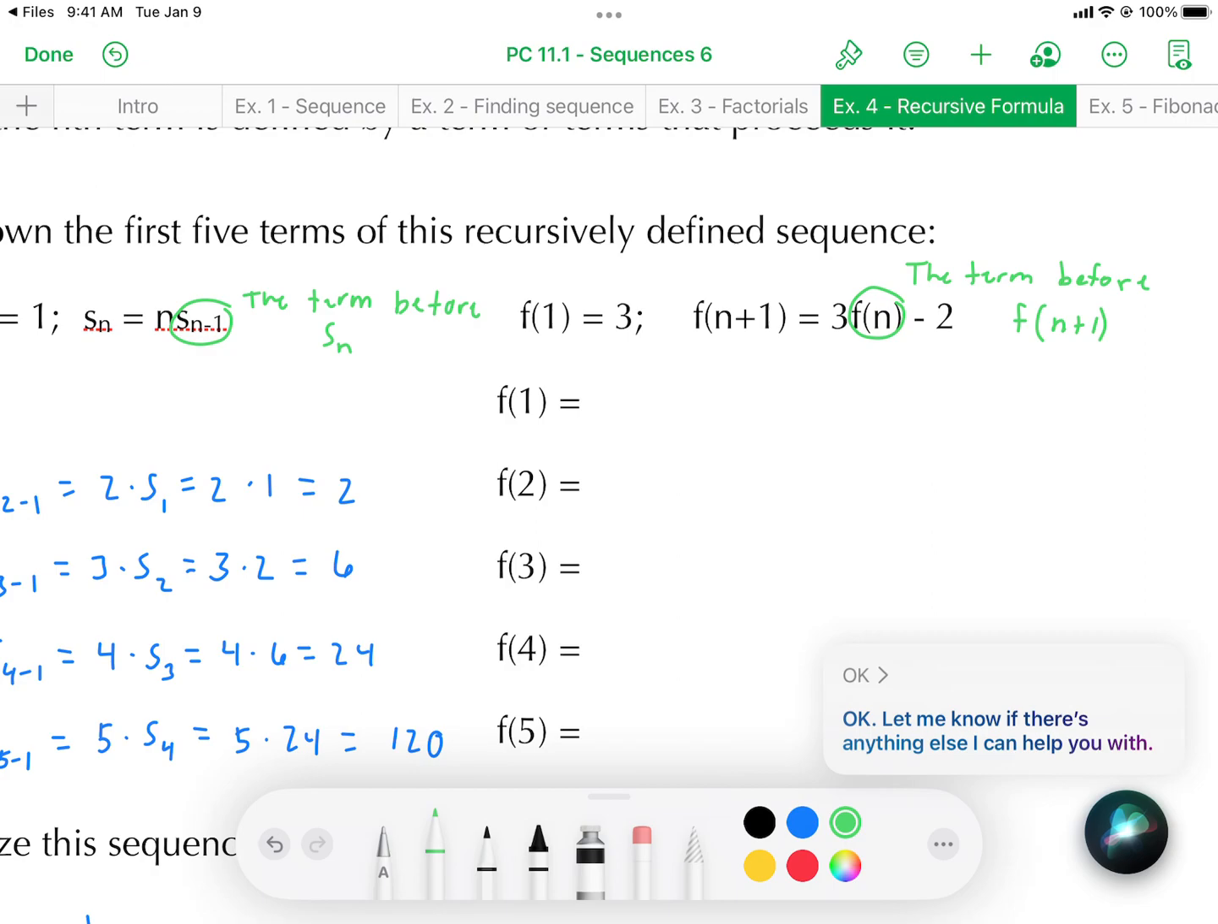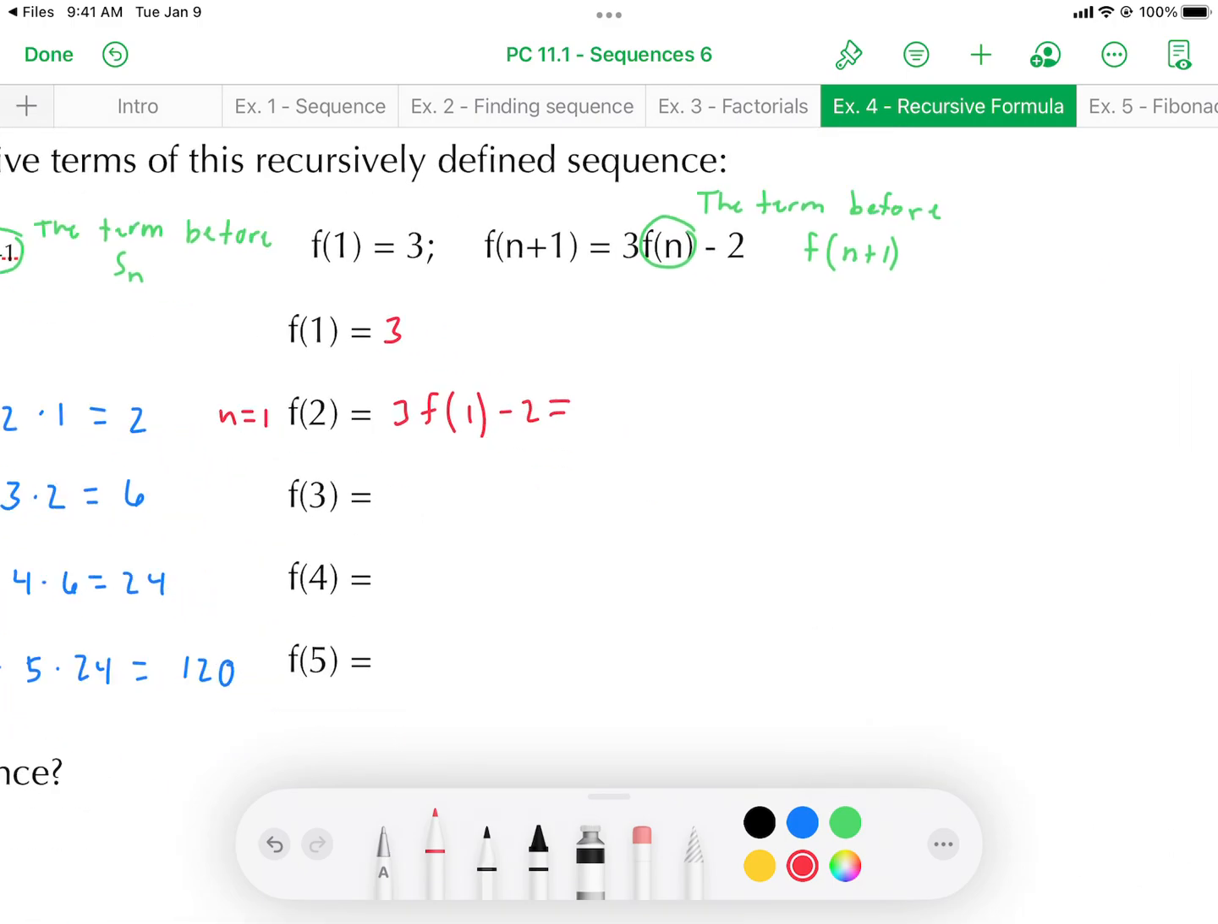All right. So f of 1 we're told is 3. So then f of 2, that really means n is 1 here. If n plus 1 is supposed to be 2, then n is 1. So this is going to equal 3 times f of 1 subtracted by 2. We were told f of 1 is 3. So this is 3 times 3 minus 2, which is going to be 7.